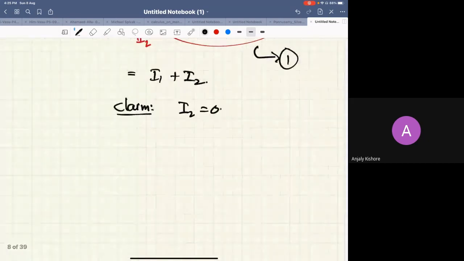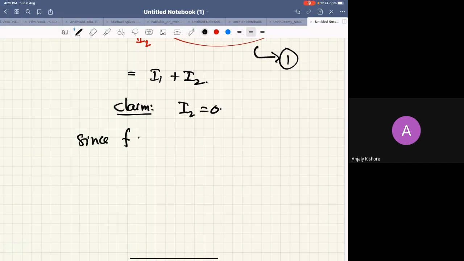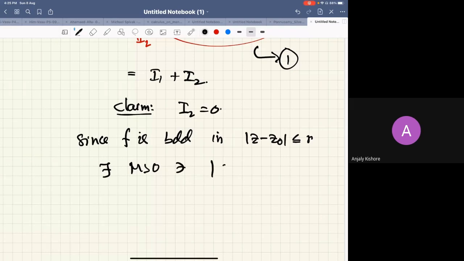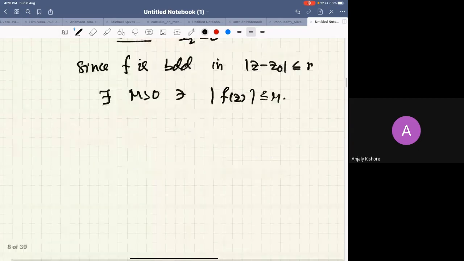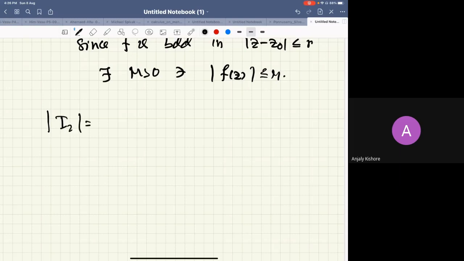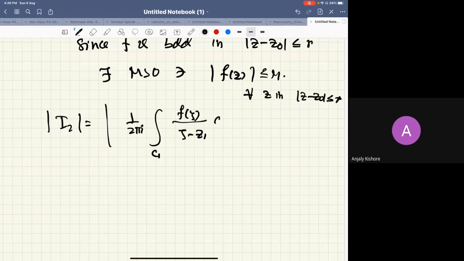Since f is bounded in the disk mod z minus z0 less than or equal to r, there exists m greater than 0 such that modulus of f of z is less than or equal to m, for all z in the disk. Now let us take the absolute value of I2. This is the absolute value of 1 over 2 pi i integral over C1 of f of zeta by zeta minus z1 d zeta.